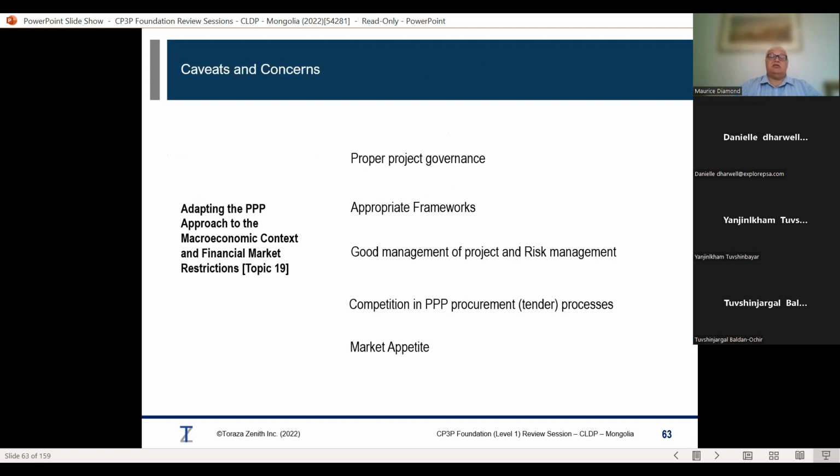So there is an issue around adapting the PPP approach to the macroeconomic context and financial market restrictions of any particular environment. However, the things that we need to think about is making sure that we have proper project governance in place. And then secondly, that we have appropriate frameworks in place that are relatively straightforward. We need good management of the project and competition in PPP procurement. And then obviously we need to address the market appetite.